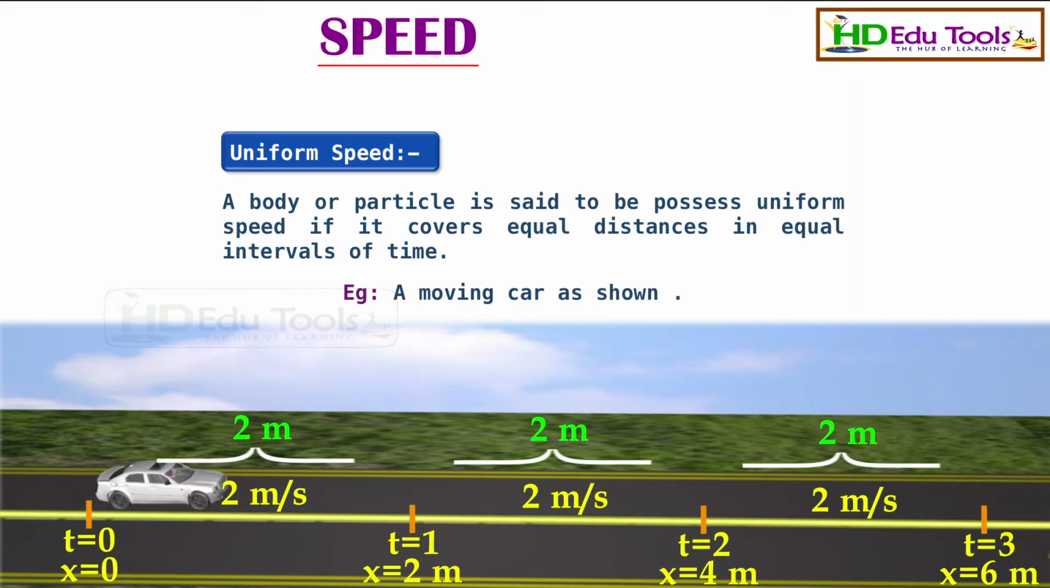During the first second, the speed is 2 meters per 1 second, that is 2 meters per second. Similarly, during the second second, the speed of the car is 2 meters per second. During the third second, the speed is 2 meters per second. That means the speed of the car is constant with time. Now the car is said to be moving with uniform speed. If not so, then the car is said to be moving with variable speed.